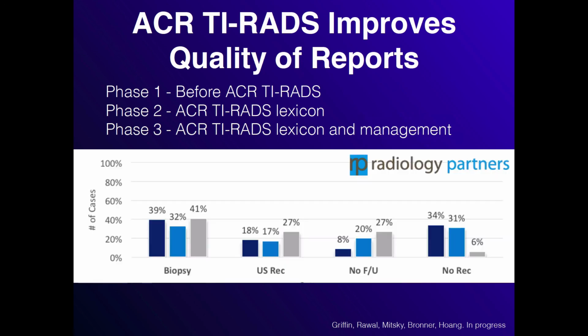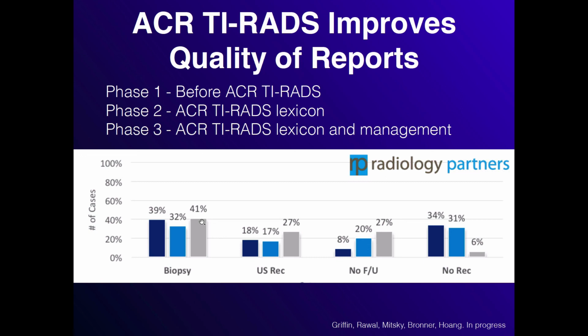So here we have a graph that shows what the radiologist recommended for 71 nodules in each phase. And they weren't the same nodules. The dark blue is in phase 1, the light blue is phase 2, and the phase 3 is gray. So in terms of their recommendations for biopsy, having management recommendations did not reduce the number of nodules recommended for biopsy. It wasn't statistically significant, but it was actually a little bit higher.